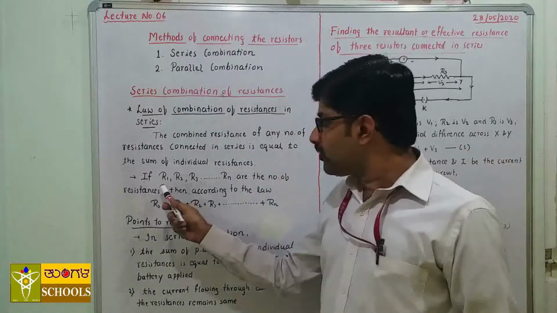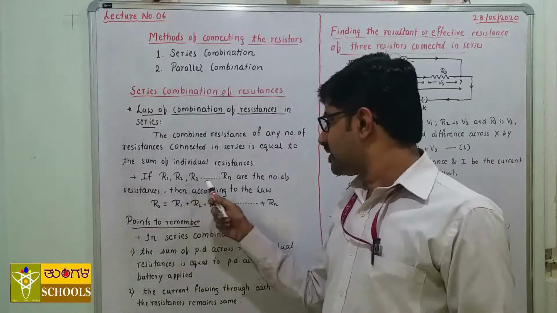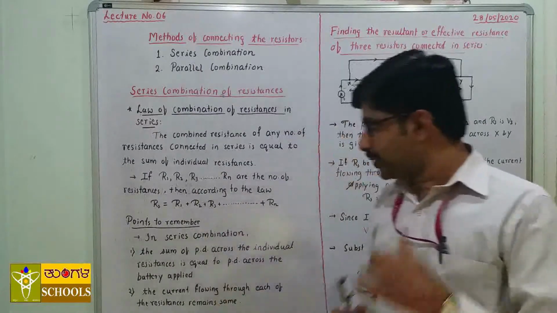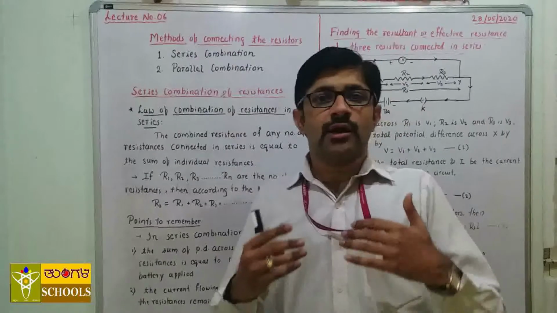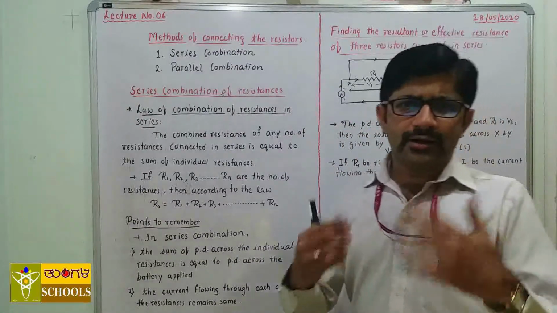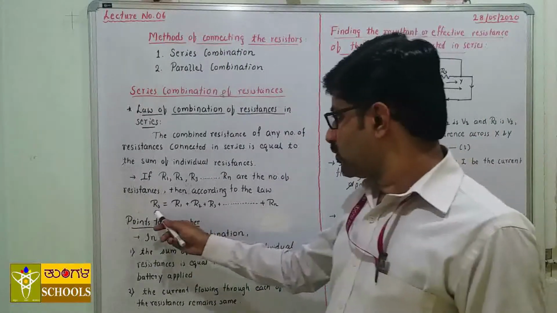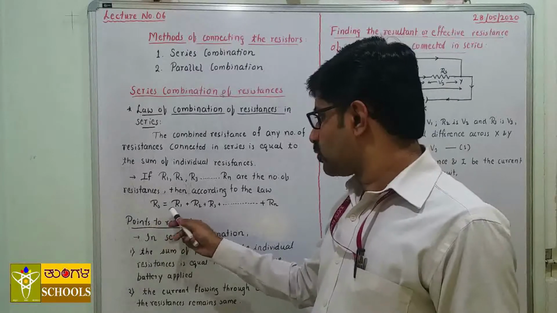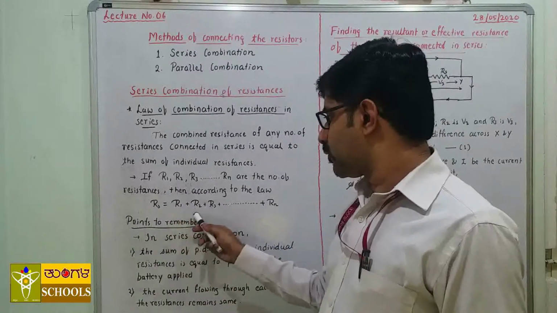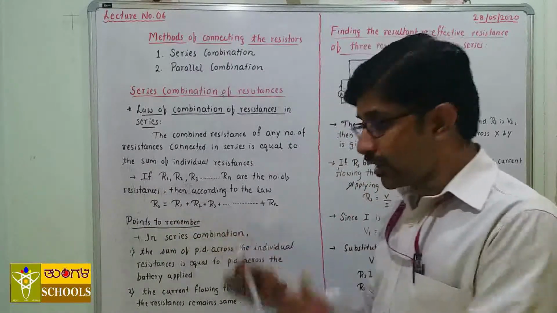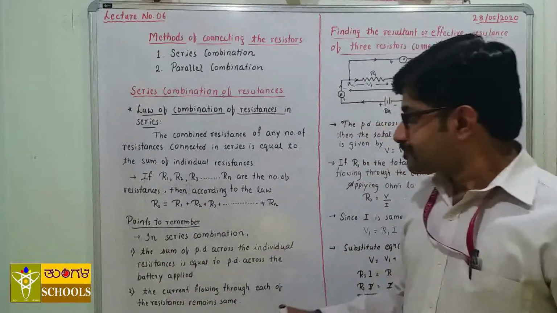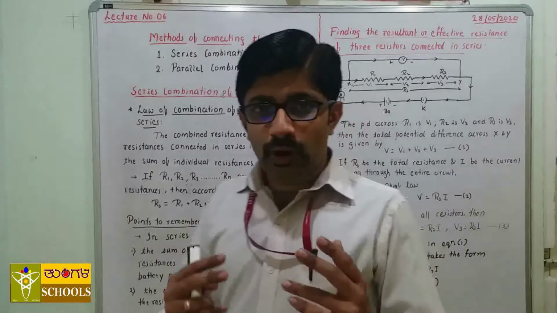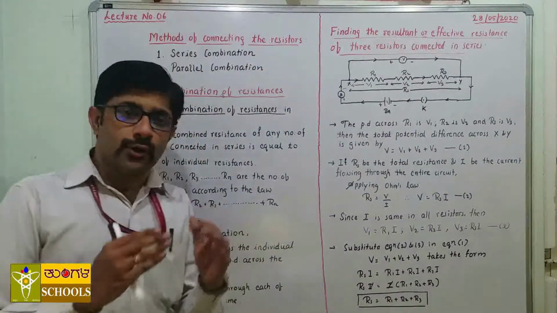So if R1, R2, R3 up to Rn are the number of resistances, then according to the law, the series or combined or effective resistance is Rs, which is equal to R1 plus R2 plus R3, and so on up to Rn. They are added. Okay. So here 2 points you must remember.